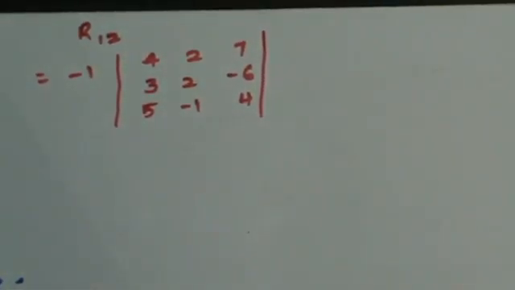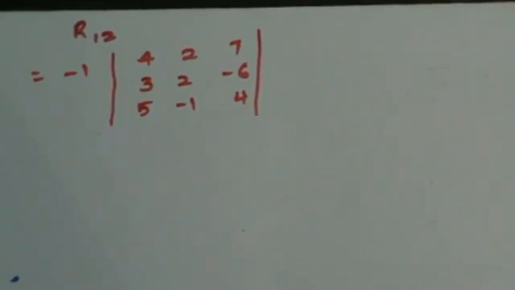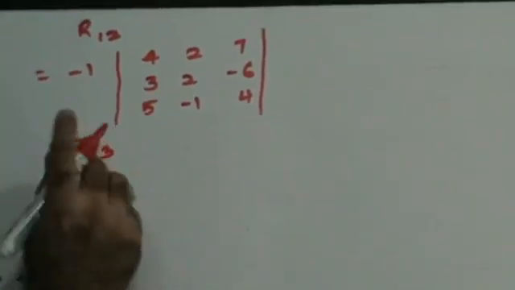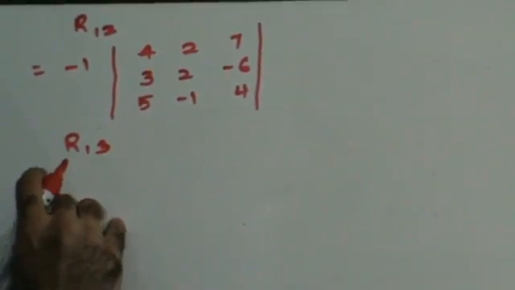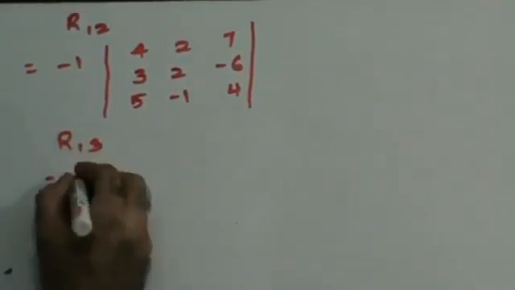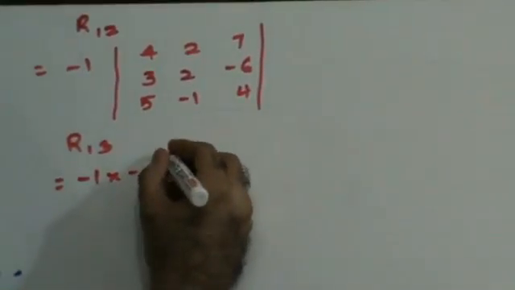Right? Now I want 4 2 7 as my third row. So I'm going to now interchange first and third row. Since I'm interchanging only rows, I have to multiply by minus 1. When you are interchanging only rows or only columns, you have to multiply by minus 1.